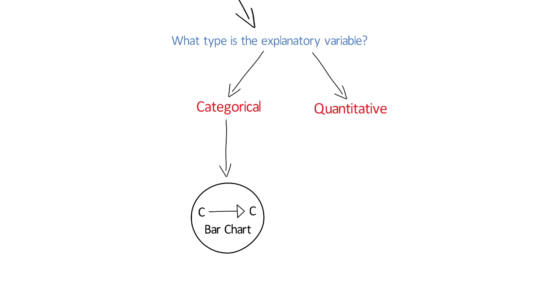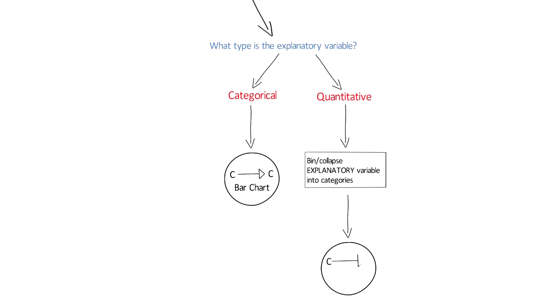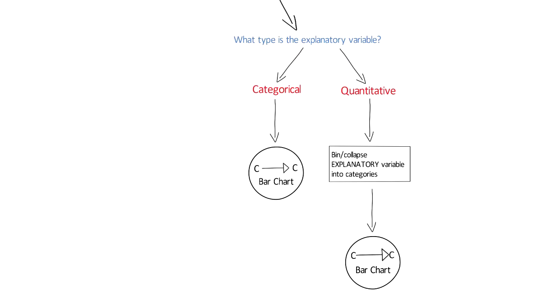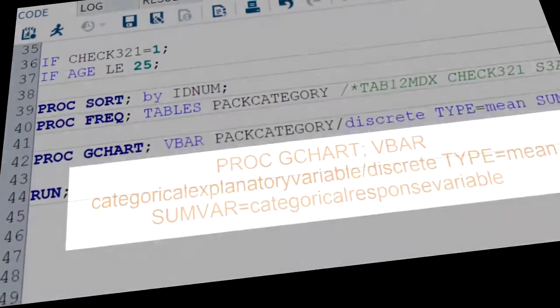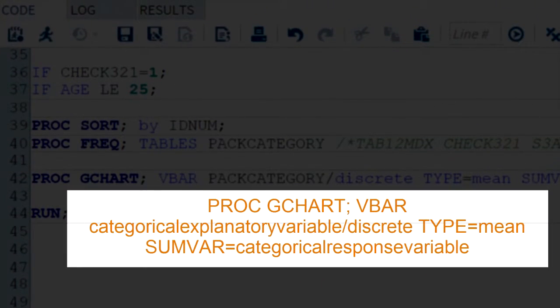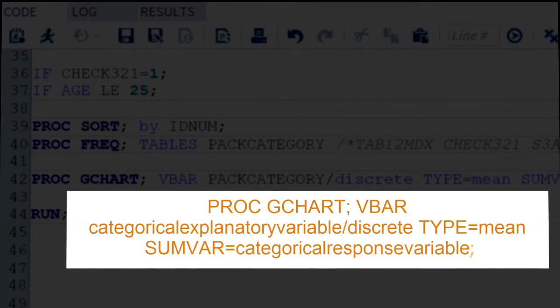Back to our graphing decisions flowchart. Now that we've collapsed our explanatory quantitative variable into categories, we're ready to make our C to C, or category to category, bar chart. When graphing the relationship between a categorical explanatory variable and a categorical response variable, we use the code proc gchart; vbar categorical explanatory variable / discrete type=mean sumvar=categorical response variable; and end it with a semicolon.